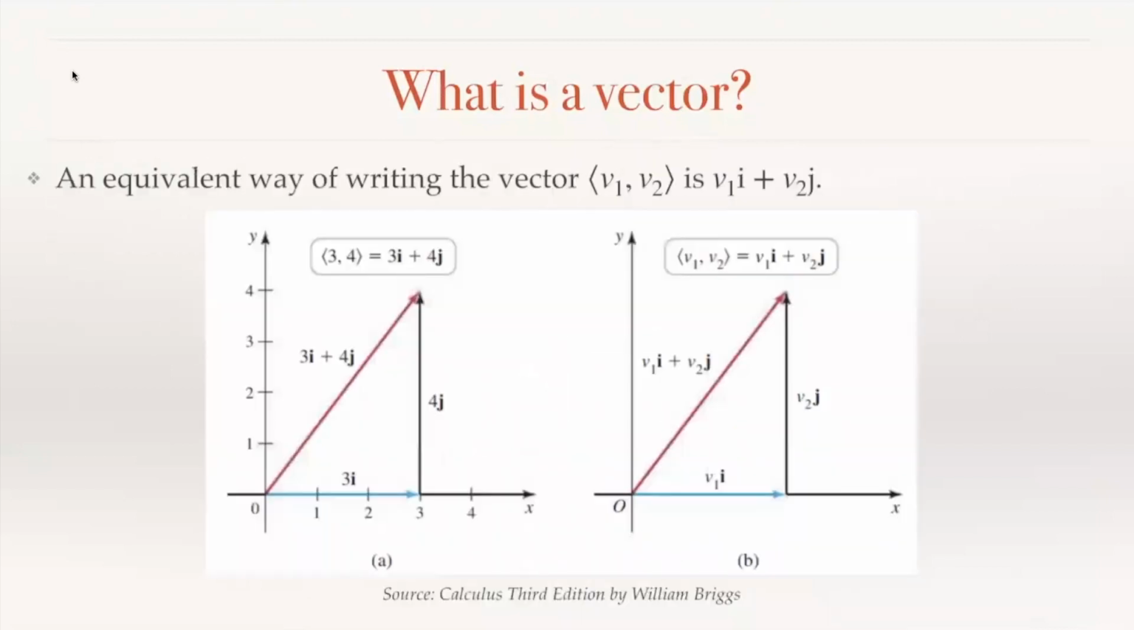And an equivalent way of writing the vector ⟨v1, v2⟩, where this is our x-coordinate, that's our y-coordinate, is v1 i plus v2 j. So that i denotes the magnitude in the x direction, the j denotes the magnitude in the y direction. And later, once we get into 3 dimensions, we'll also have a k for denoting the magnitude in the z direction. So these 2 are equivalent ways of denoting the vector ⟨3, 4⟩. ⟨3, 4⟩ is 3i plus 4j, and we can visualize that as moving 3 in the x direction and 4 in the y direction.